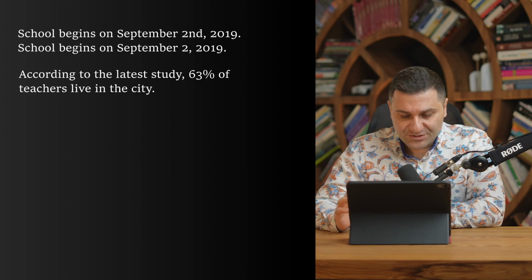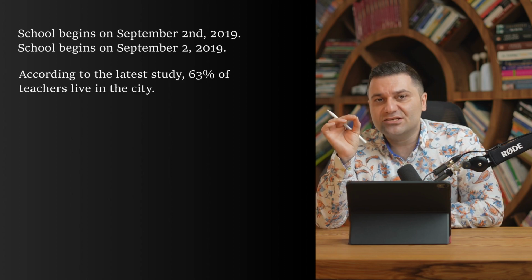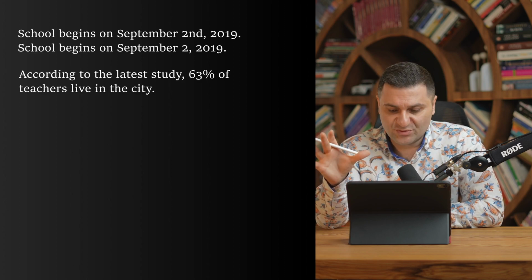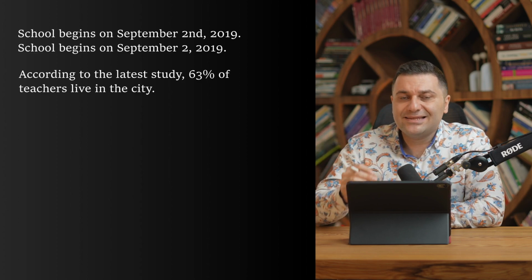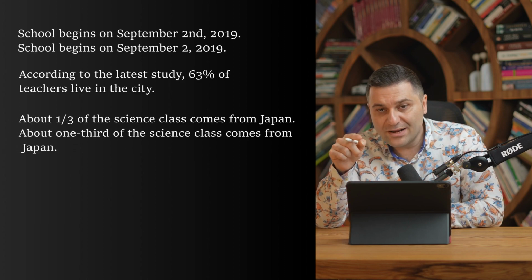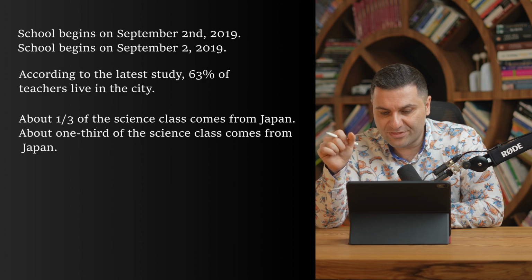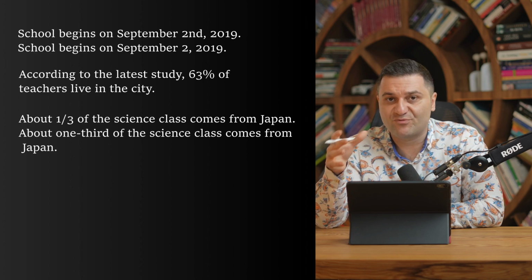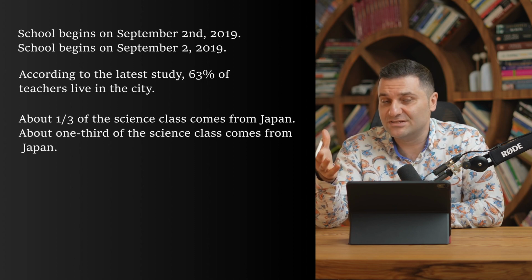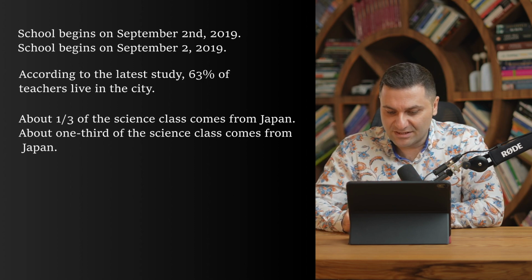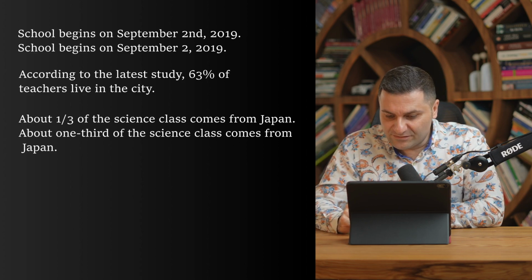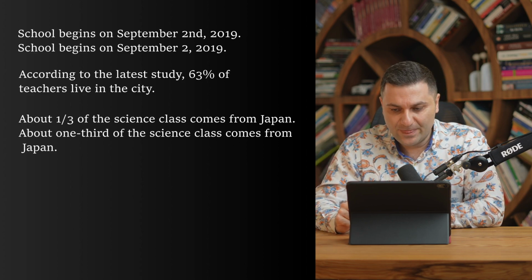For fractions, we always spell out simple fractions. For example, it is incorrect to say about 1/3 of the science class comes from Japan, because we are writing the fraction in numerals. The correct sentence is about one-third, spelled out, of the science class comes from Japan.